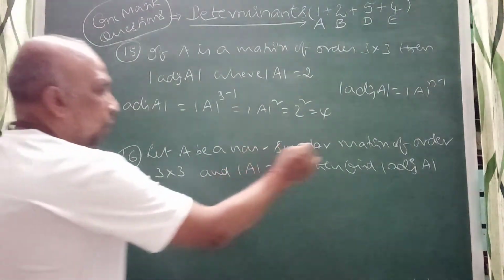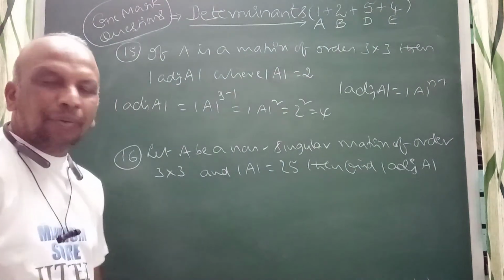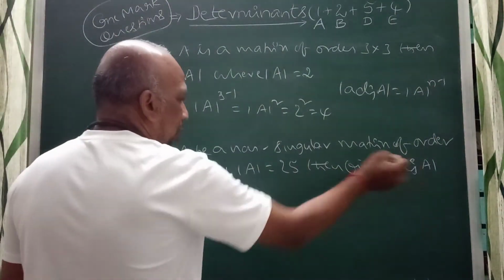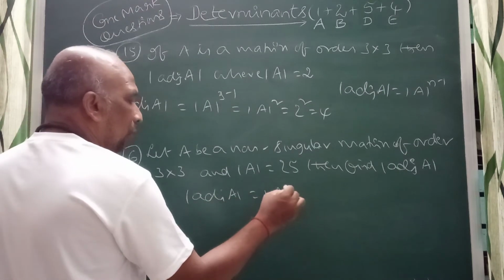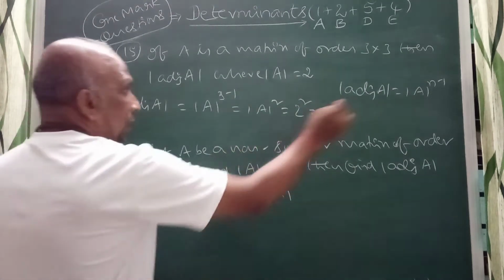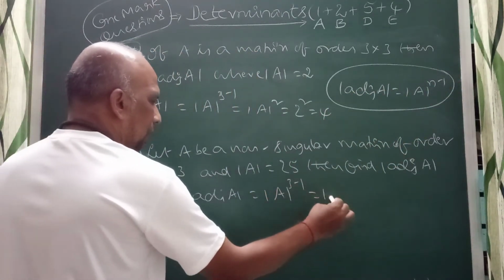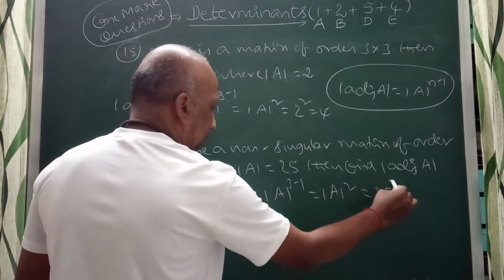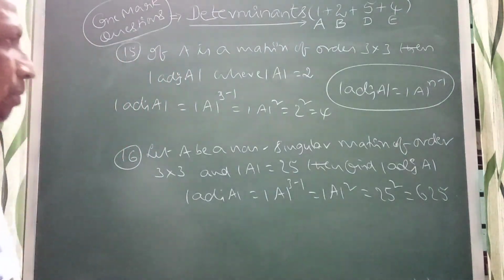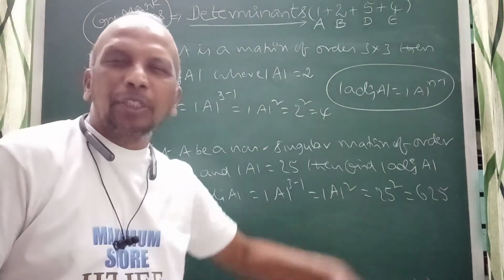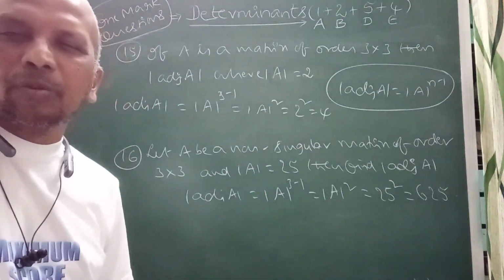Coming to this, A is a non-singular matrix of order 3 by 3 and det A is equal to 25. Then find det of adjoint A. Same concept here also. Det of adjoint A equals det A whole power n minus 1, where n is the order of the matrix. Follow the same formula. You write 3 minus 1, you will get det A whole square, 25 square, 625, your answer, right? Remember, most important, det of adjoint A equals det A whole power n minus 1, where n is the order of the matrix.